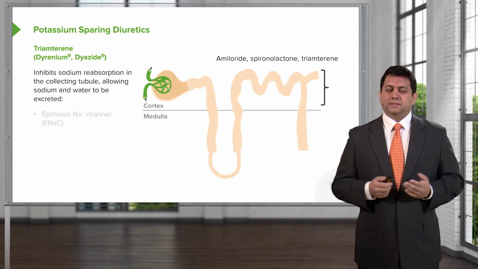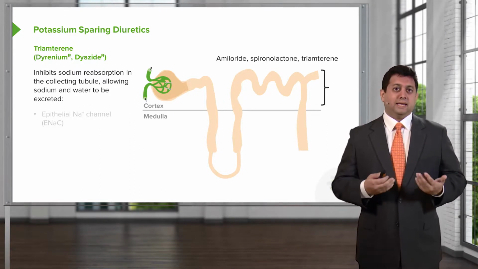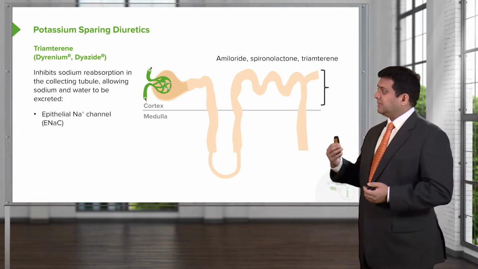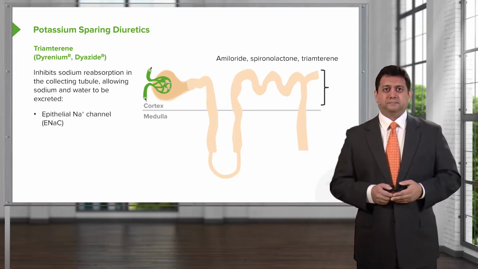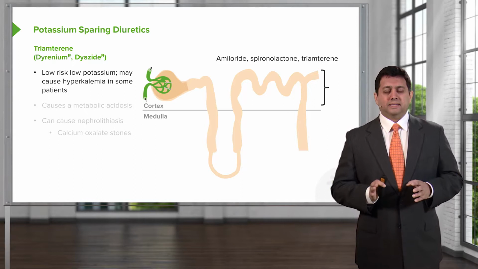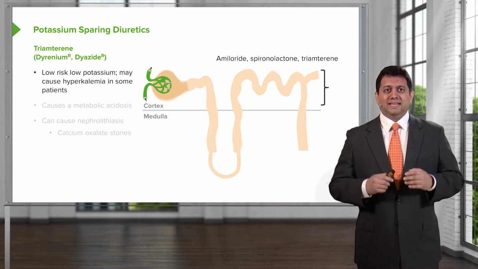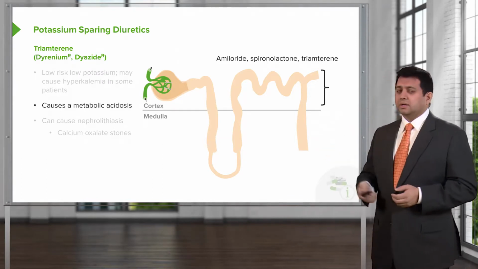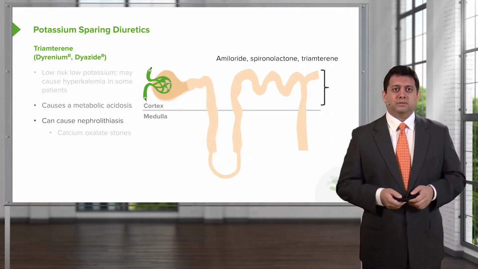Triamterene is another potassium-sparing diuretic. It inhibits sodium reabsorption as well. It acts in the collecting tubule, and it also works through the ENaC channel. It's got a low risk for hypokalemia. It can cause hyperkalemia in some patients. Once again, this drug also causes a metabolic acidosis.